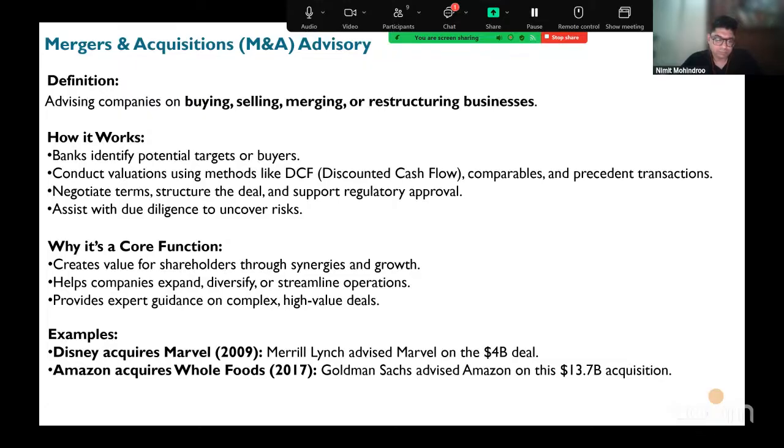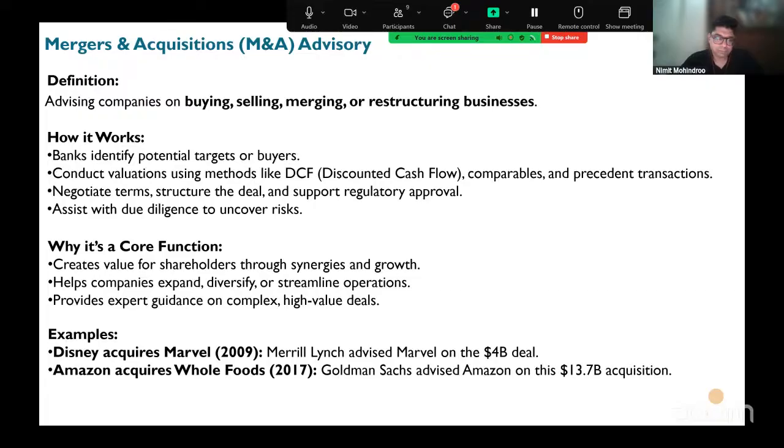So company A wants to buy company B. What are the terms? They will structure the deal so that if the business doesn't become cash flow positive in the next couple of years, this is how much percentage we will reduce the payouts. So they make those kind of deals and they support regulatory approvals.